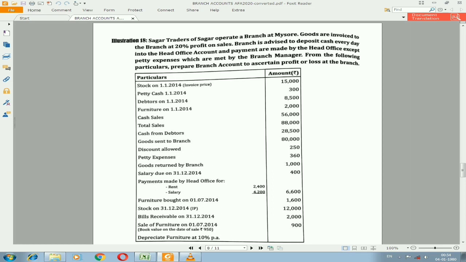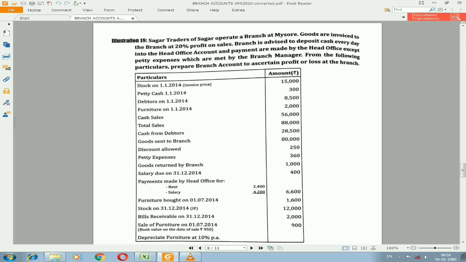Salary due on 31/12/2014, that is 400. That means we have a liability. Salary due is nothing but an outstanding amount. Outstanding expenditure is nothing but a liability, but we don't have any opening balance of salary due. We have only the closing balance of salary due, which will be considered as closing liability.